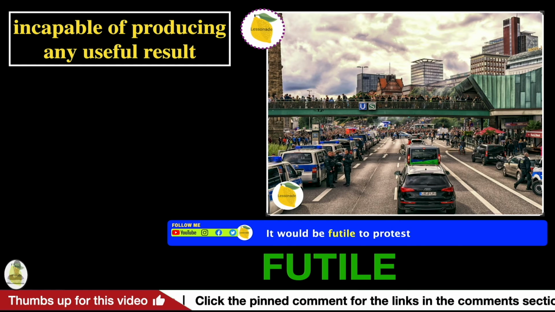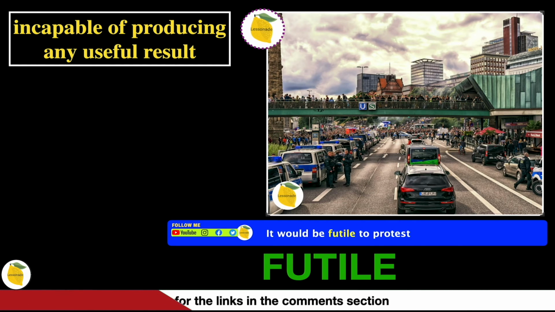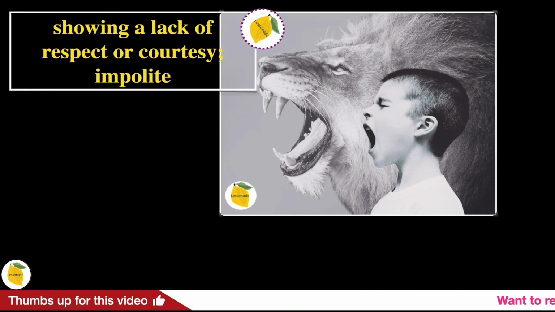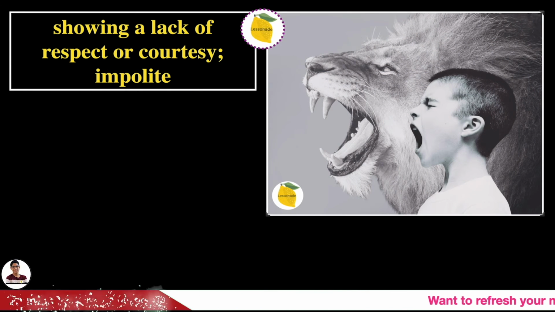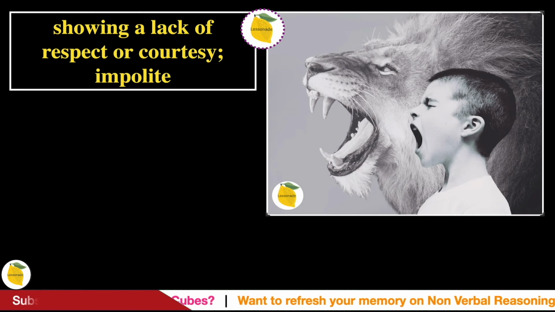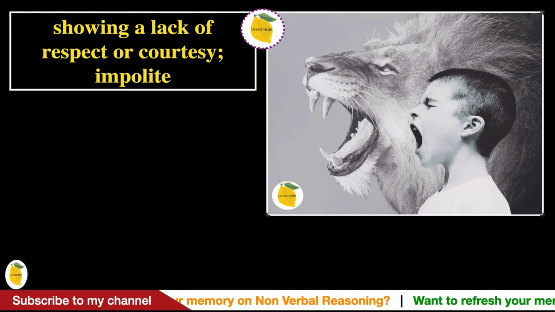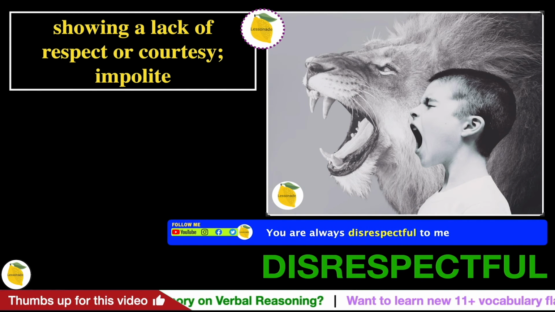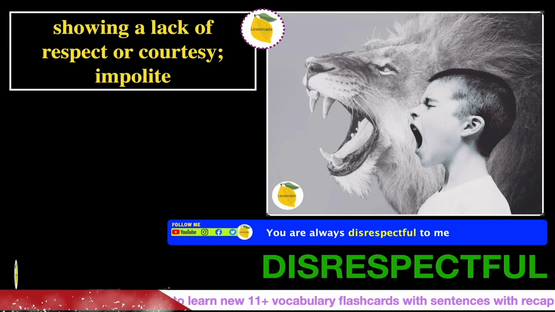So before we go on to the next one, let's try to recall the previous slide, and the word we learned in the previous slide is antagonistic, showing a lack of respect or courtesy, impolite. In this picture, we can see someone who's shouting at another person, and therefore they're showing a lack of respect or courtesy, and they're also impolite. And therefore the word will be disrespectful. The sentence for this word is, you're always disrespectful to me.